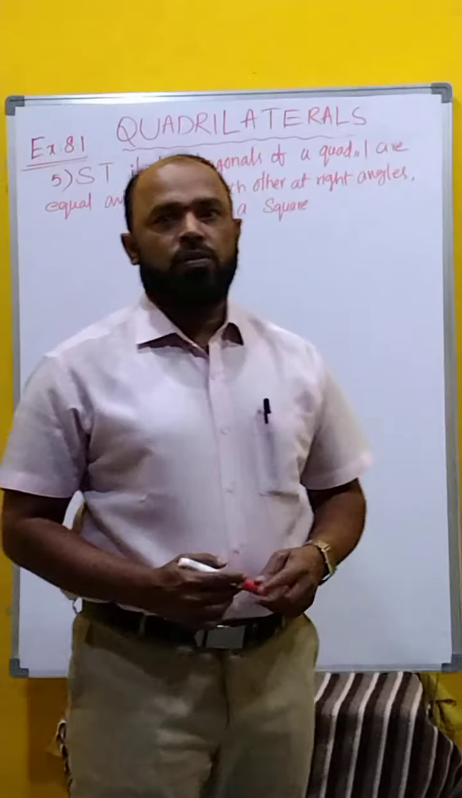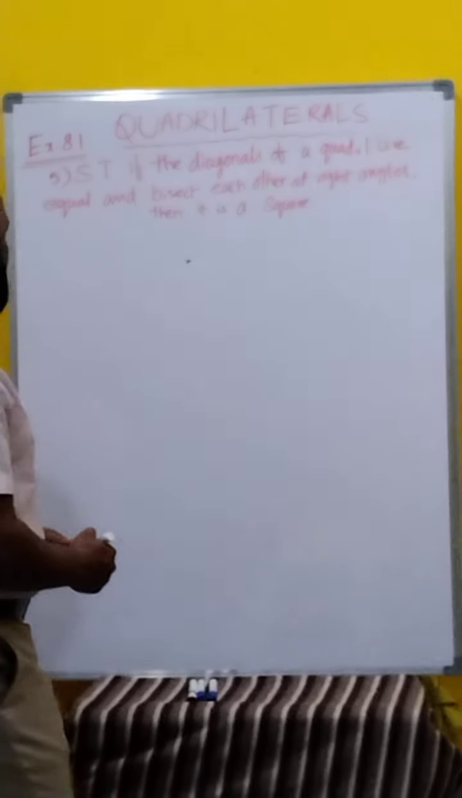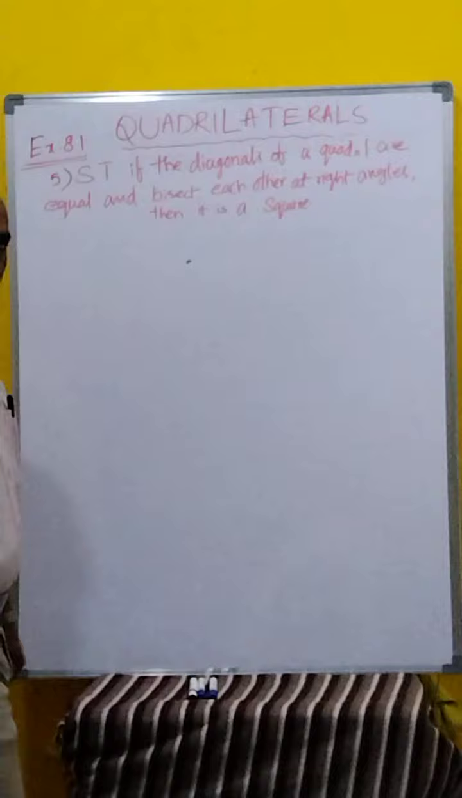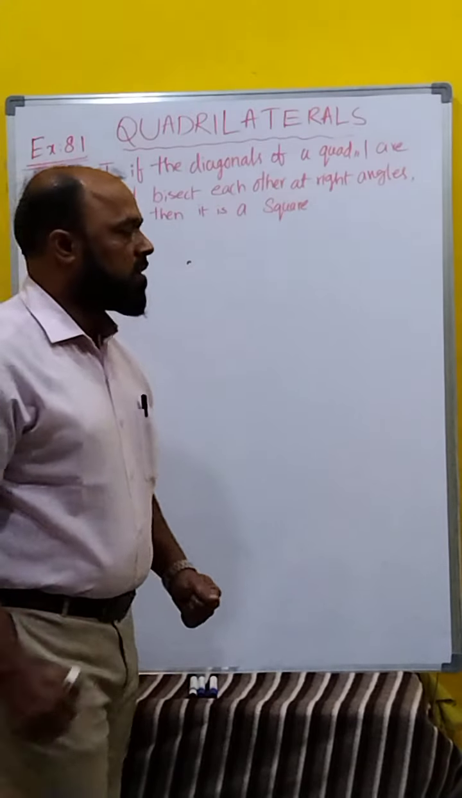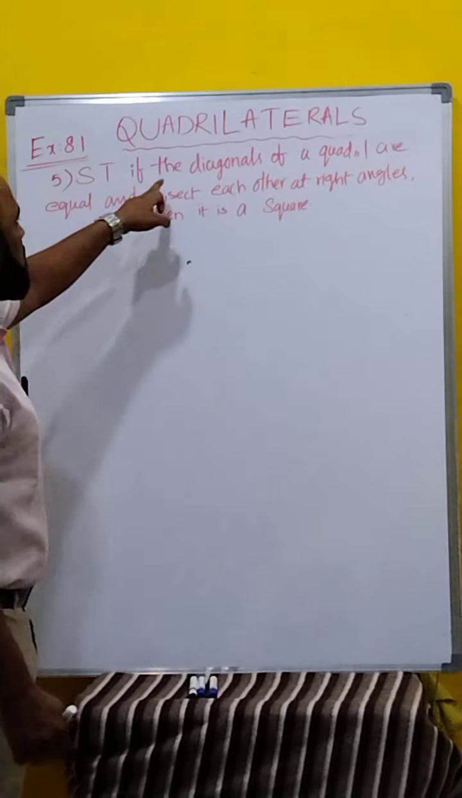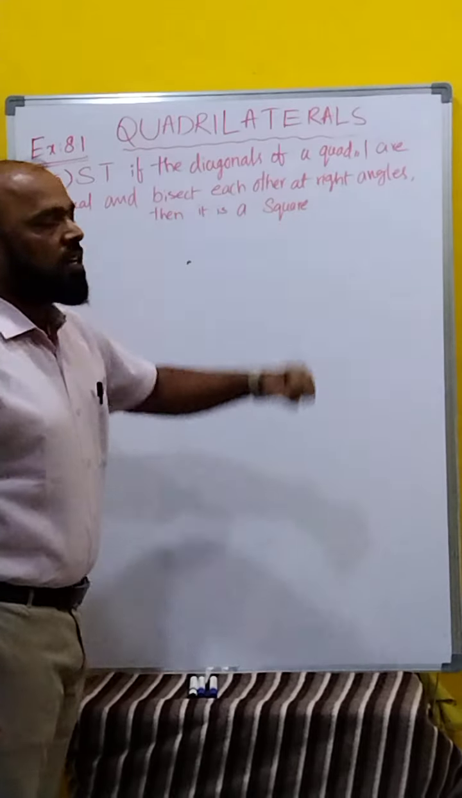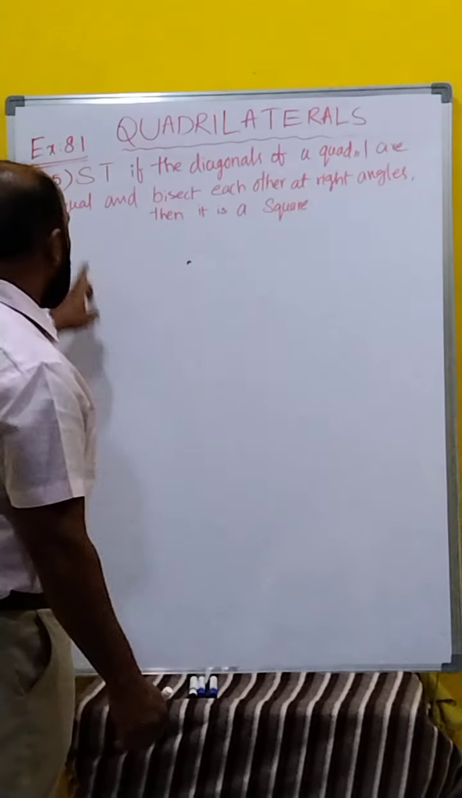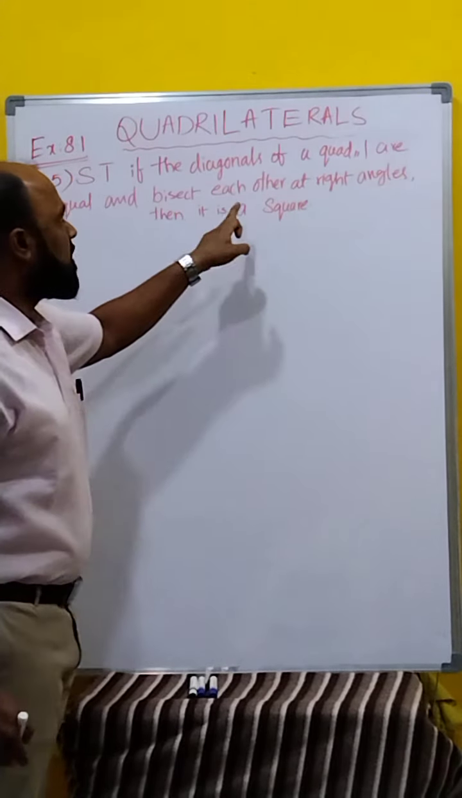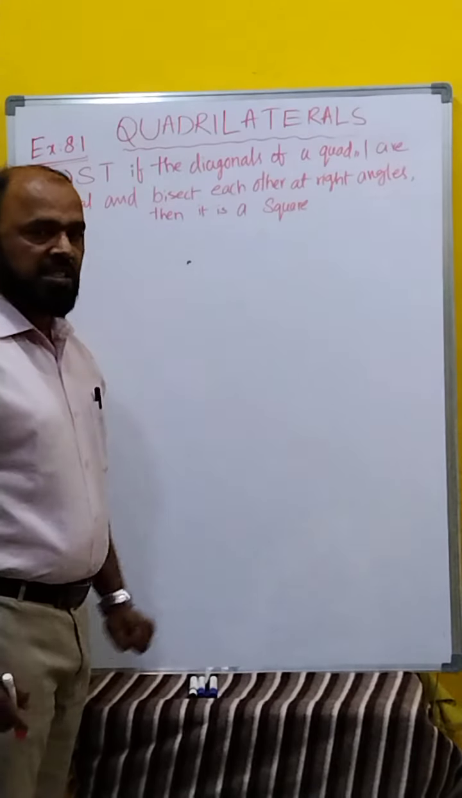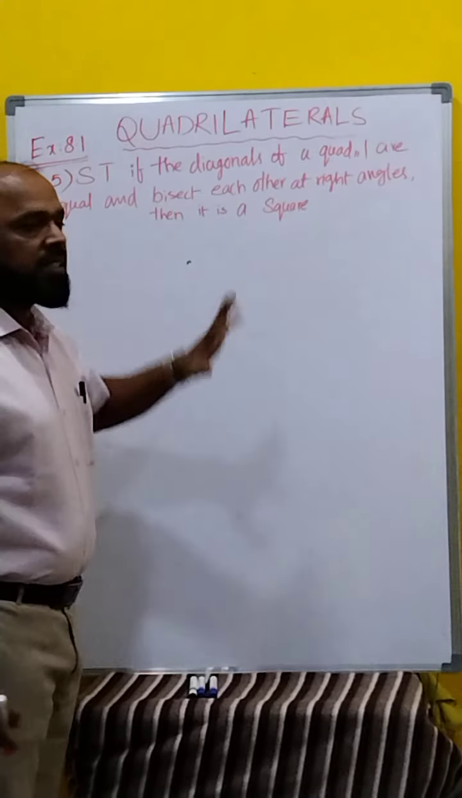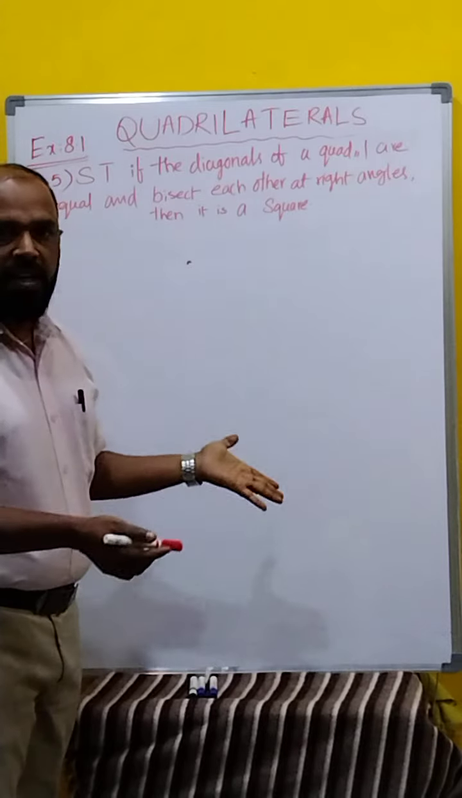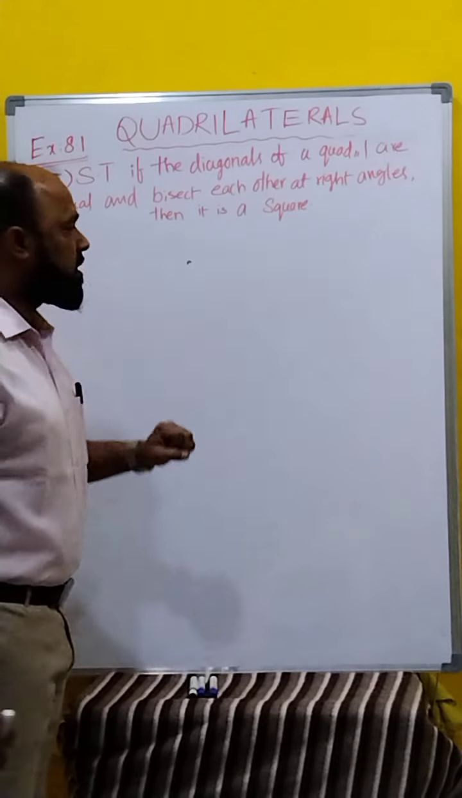Hello students, now we'll go for question number 5 in exercise 8.1. I'll read the question, first understand the question, then we'll solve it. Show that if the diagonals of a quadrilateral are equal and bisect each other at right angles, then it is a square. We know that it is a property, but we have to prove it.